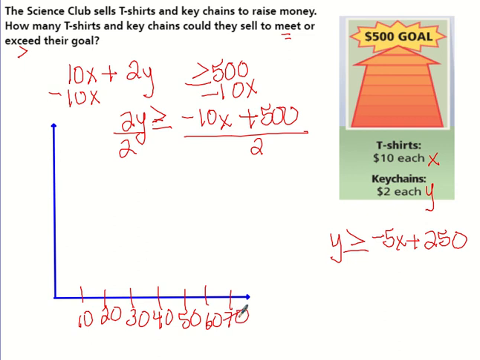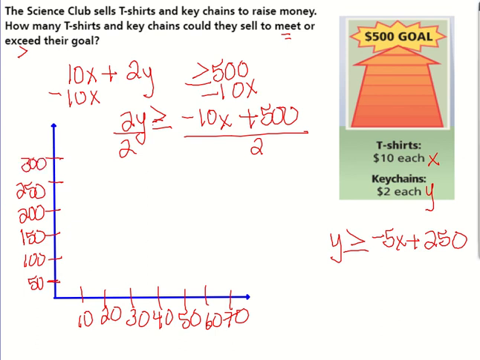And then we're going to have the y's go by 40s. So we can get up to that 250. And you know what, let's just go by 50s. That way it'll jump a little faster. So let's go 50, 100, 150, 200, 250, 300. That way I can get my y-intercept on there. So my y-intercept's right here at 250.